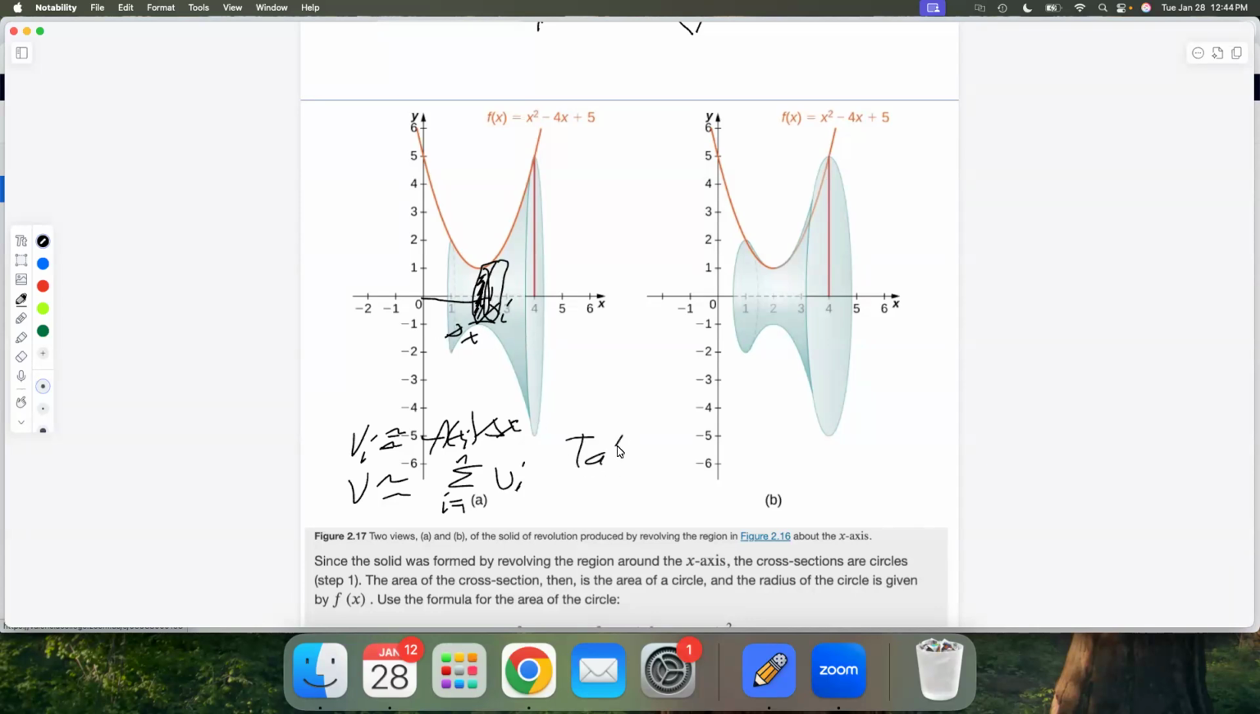Then we take the limit as n goes to infinity of the sum from i equals 1 to n of A at x_i delta x. Taking the limit as n goes to infinity literally means the same thing as taking the limit as delta x goes to 0. This will turn into an integral from our start to our end of A of x. That's not A times x, that's A of x dx.